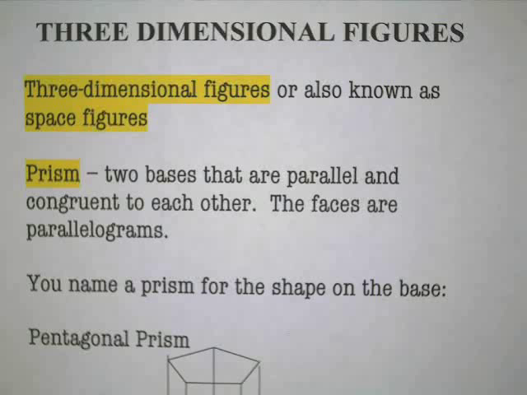The faces are also parallelograms, meaning that they're like a rectangle or a square, right? Those are the sides of it, the faces, not the bottom and top, but the sides. And then you name the prism based upon the shape of its base.